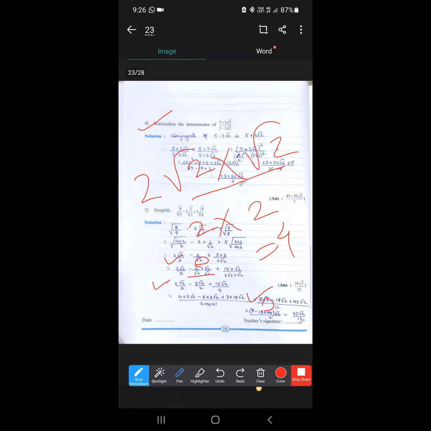Now here you can see all the surds are similar. Okay, all the surds are similar, and then you can carry out the Bodmas rule. Okay, so that is 8 minus 18 plus 45 root 2 outside the bracket upon 12. You will get what? 35 root 2 upon 12. Okay, and that is the answer which is given here, 35 root 2 upon 12.